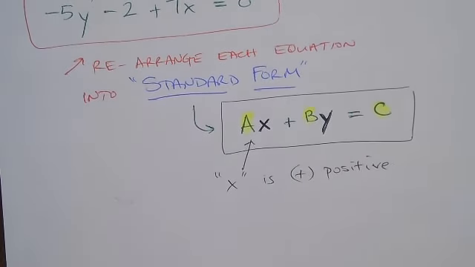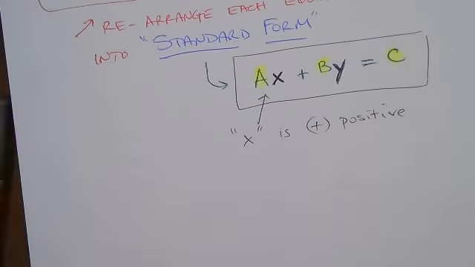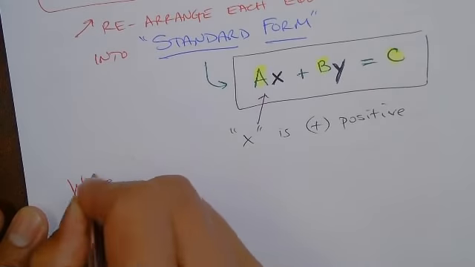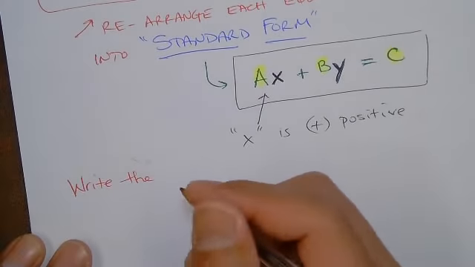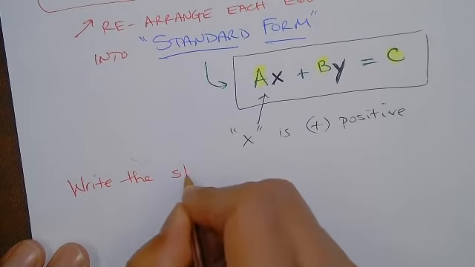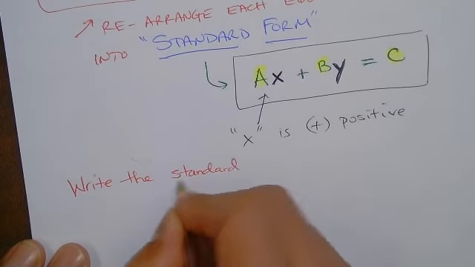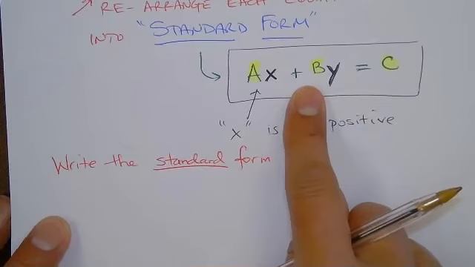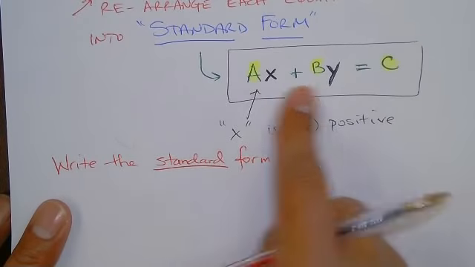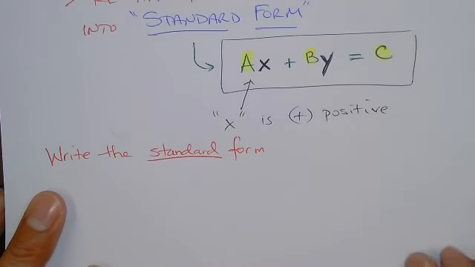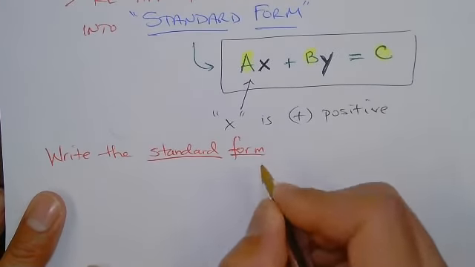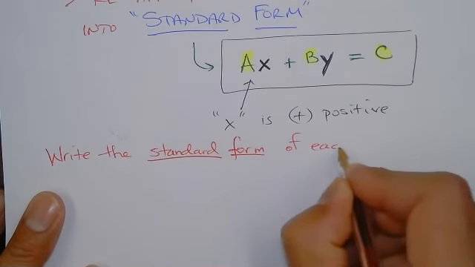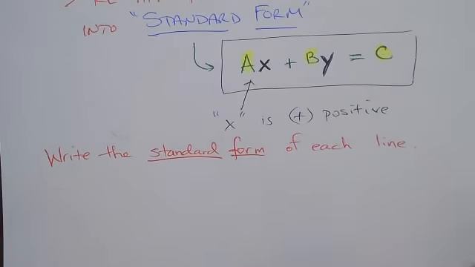So let's do a really easy one. Let's start with a really easy one. So the directions are going to say, write the standard form. See, there's that word again. Standard. And you're like, what's standard form? Well, this is standard form. Your equation must be written and changed and manipulated and rearranged to look like this. Write the standard form of each line. Okay. We'll start with the first one.